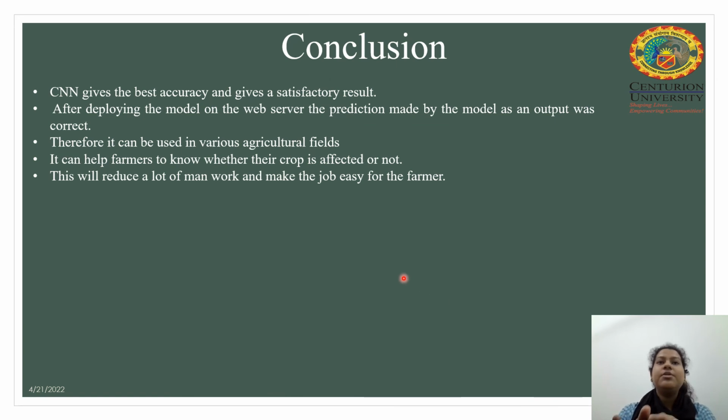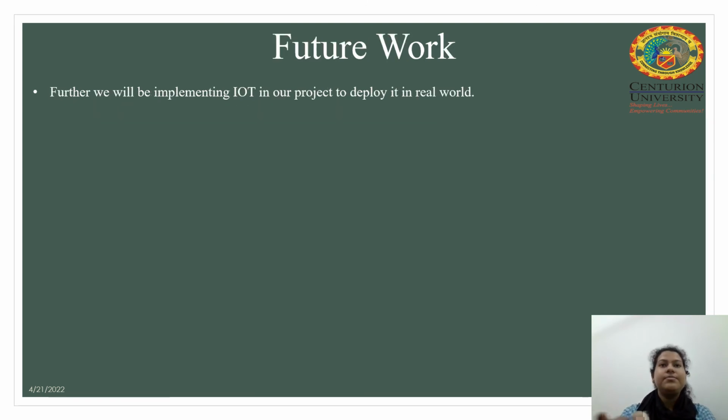So the conclusion of our project is that the CNN gives the best accuracy, and after deploying the model on the web server, the prediction made is correct. We are getting correct predictions, so it will be very helpful in various agricultural fields to know whether the crop is affected by pest or not, which will reduce a lot of manual work and make the job easy for the farmer. Our future work would be implementation of IoT to deploy it in the real world.